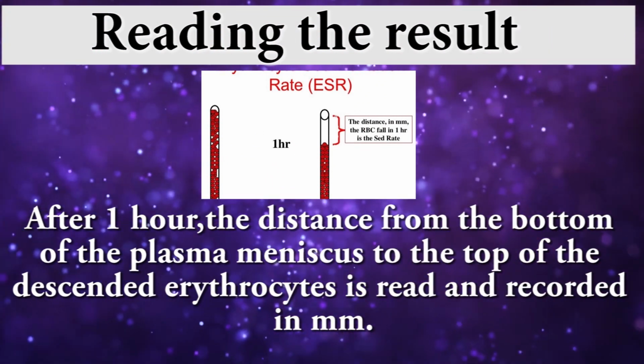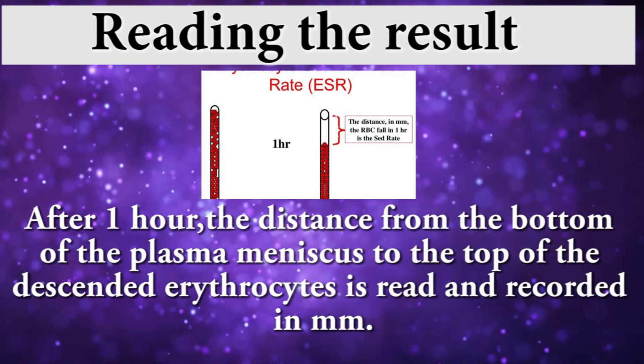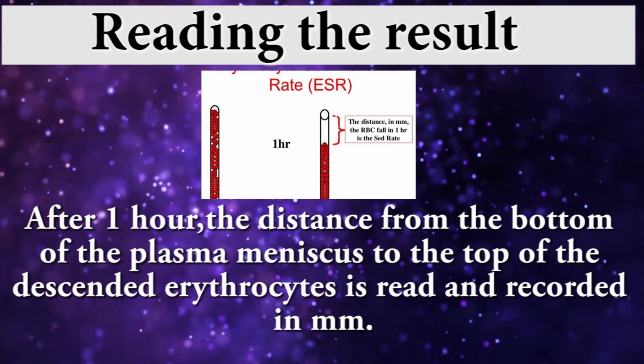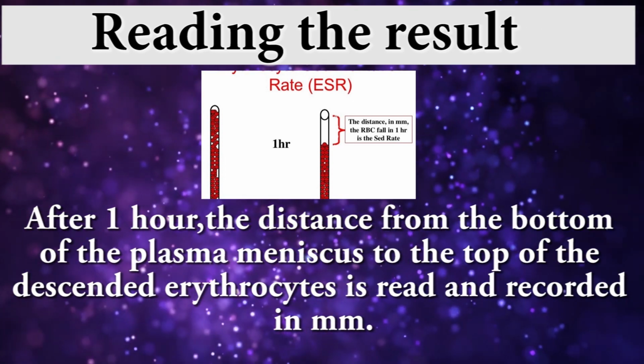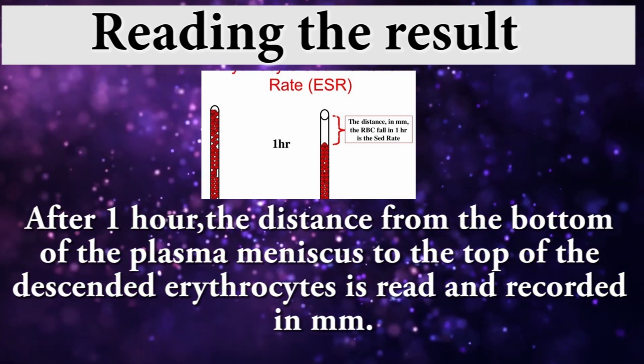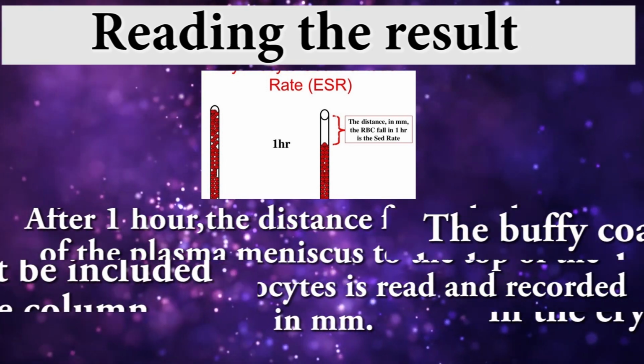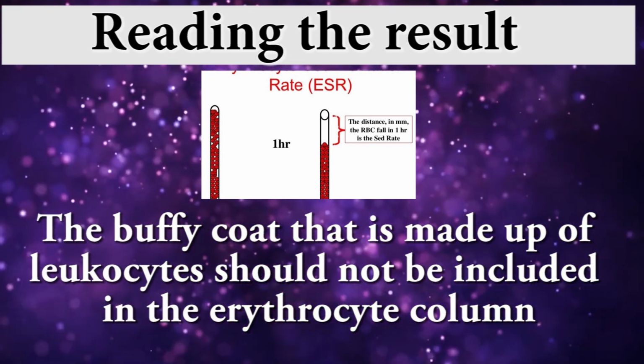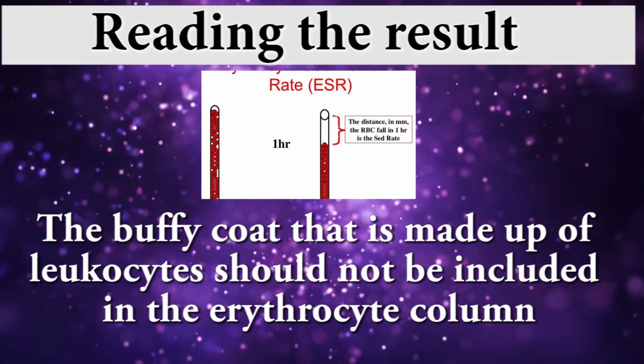Reading the result. After 1 hour, the distance from the bottom of the plasma meniscus to the top of the descended erythrocytes is read and recorded in millimeters. The buffy coat that is made up of leukocytes should not be included in the erythrocyte column.